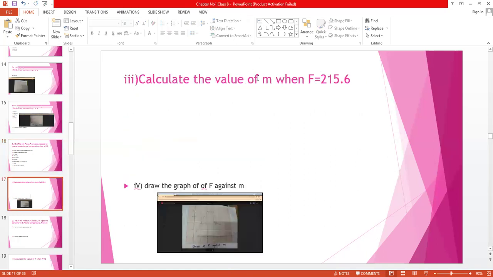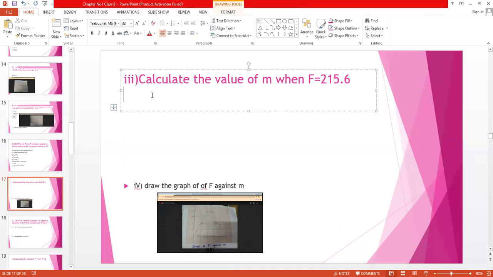Now we come to its next part. That is, calculate the value of M when F is given. Again, first I have to write the connecting equation. Okay, this one is the connecting equation. Here, the value of F is given, that's 215.6. Again, I have to write the connecting equation here. I just delete it from here.